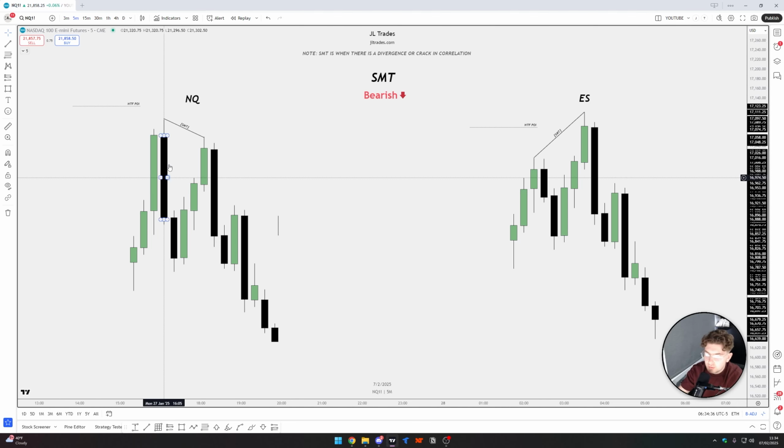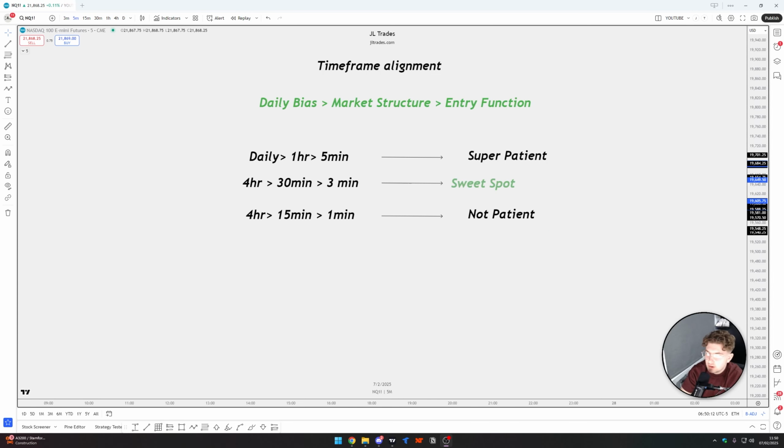So NQ puts in the high, low, and then it doesn't put in a higher high. ES puts in a swing high, low, and then a higher high while tapping that higher time frame POI. They're both not correlated, so there is that crack, and that is your bearish SMT at the highs. Now, just a side note, you would usually want to short the weaker pair, and you would want to long the stronger pair.